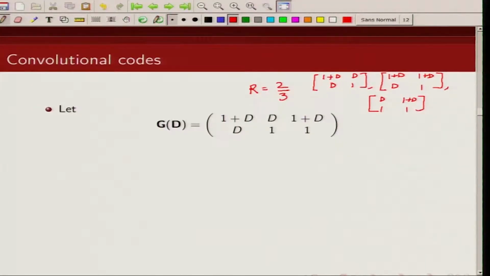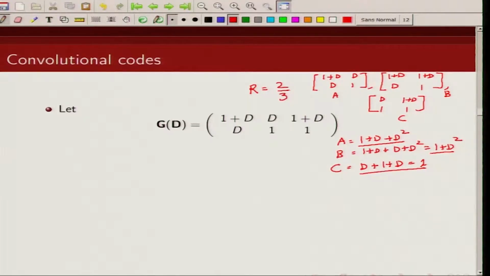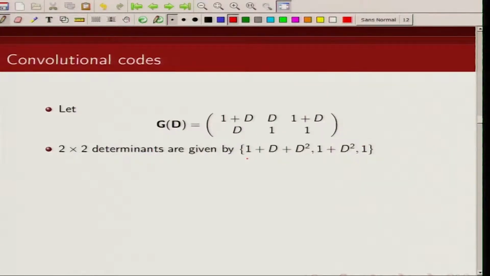Let us call them A, B and C. In case of A, the determinant is 1 plus d square. In case of B, the determinant is 1 plus d square. And C is d plus 1 plus d, so that is 1. So, these are the determinants of these 2 cross 2 submatrices, and that is what I have listed here: 1 plus d square, 1 plus d square and 1.